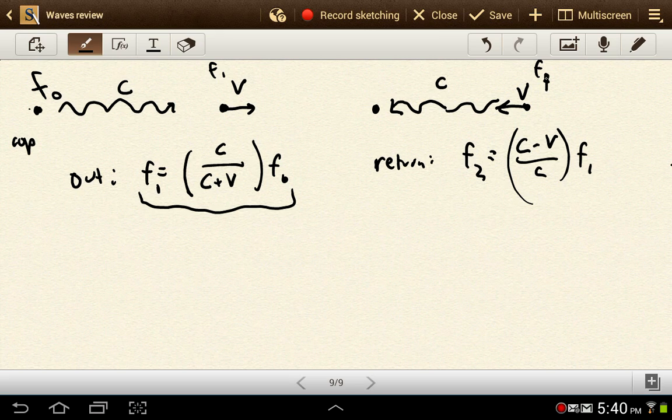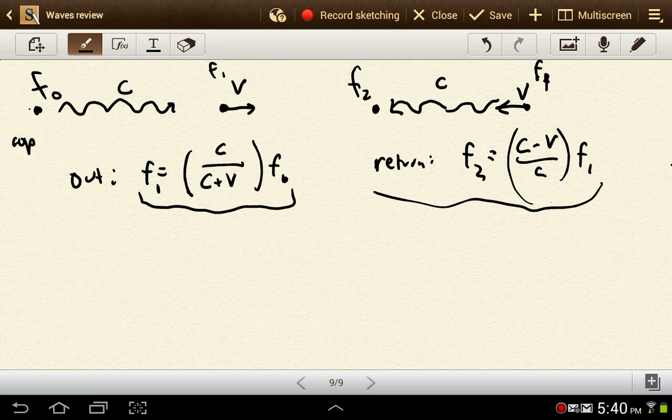So he's just returning the waves at the same frequency he heard them at, quote, heard them, I guess, and so then the cop hears them at f2, and this is again an application of the canned equation. Both cases result in the waves being shifted downward toward a lower frequency. So both of these, you'll notice, because c and v are both positive numbers, the factor in parentheses is less than 1.